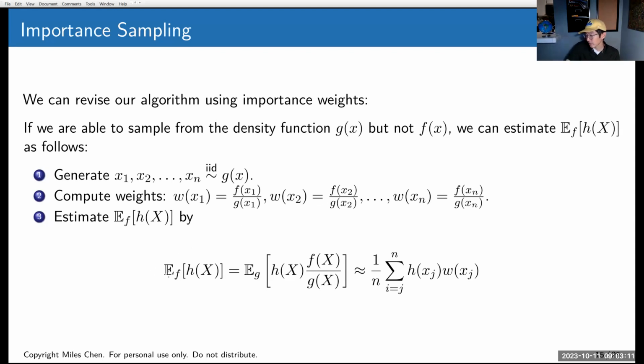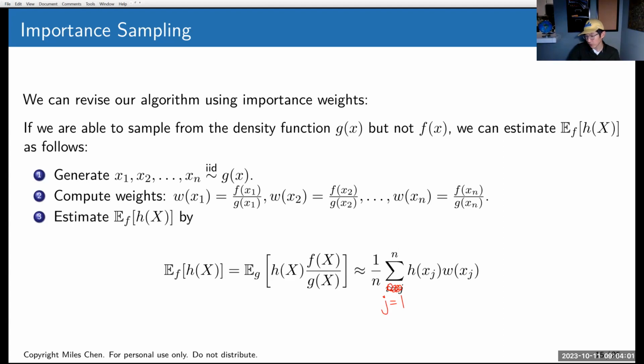And we're going to say the expected value of h of x, where x comes from a PDF f, is equivalent to the expected value of the function h of x times f of x divided by g of x, where x is generated from a PDF with function g. That can be approximated by taking all of our randomly sampled values x, plugging that into h of x, calculating the weight for each value, and then taking the average. Oh, sorry, there's a typo here. It should say j equals 1 to 10.